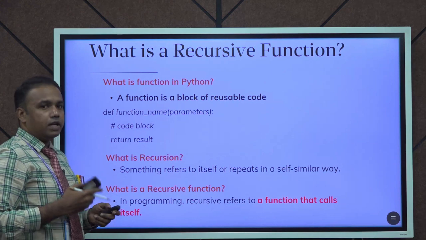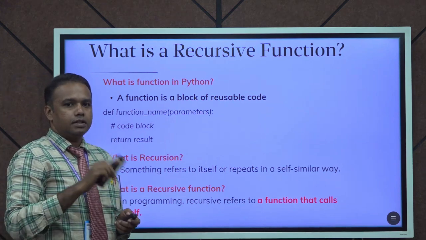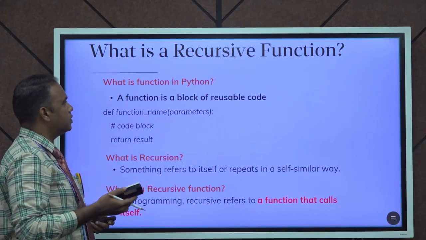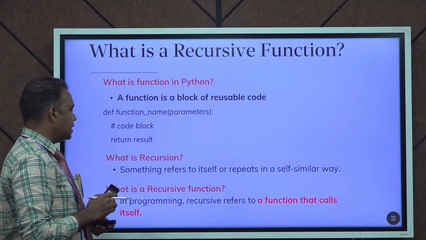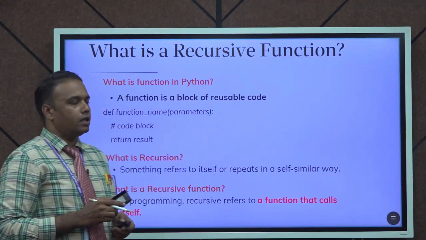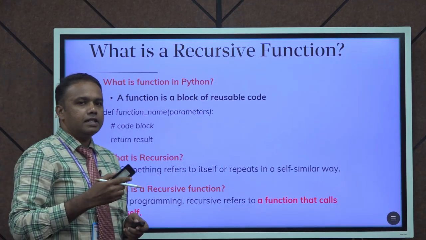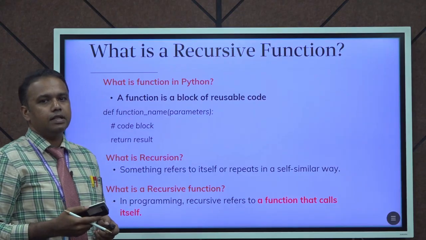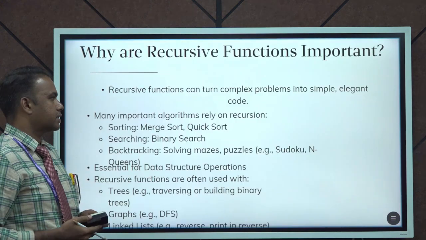So then what is recursion? The term recursive function contains two words, recursive and function. We have learnt what a function is and what recursion is. Recursion is something that refers to itself or repeats in a self-similar way, or in the programming paradigm we can say a function that calls itself again and again is called a recursive function.